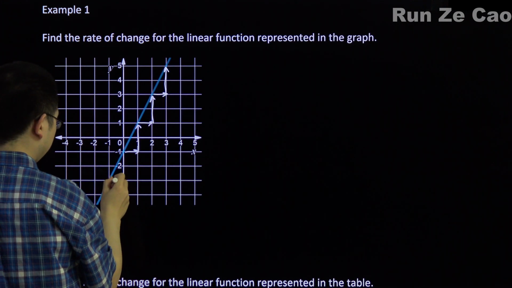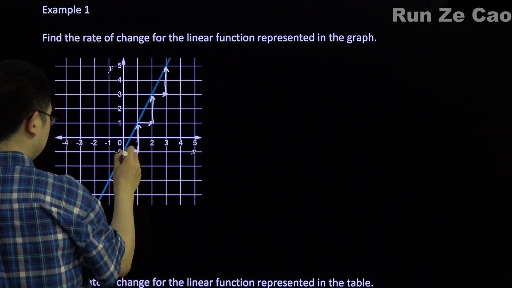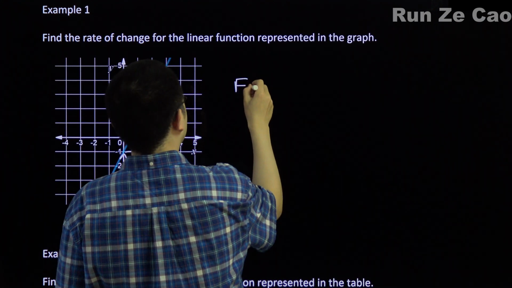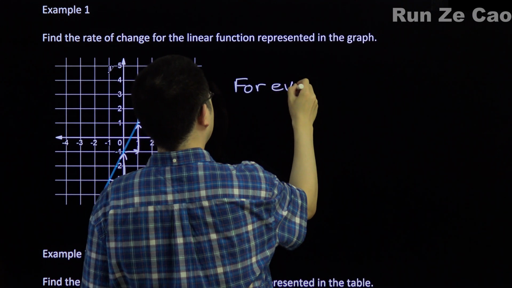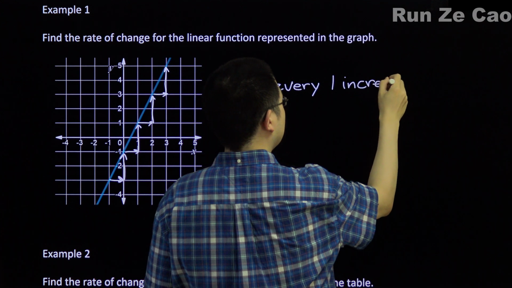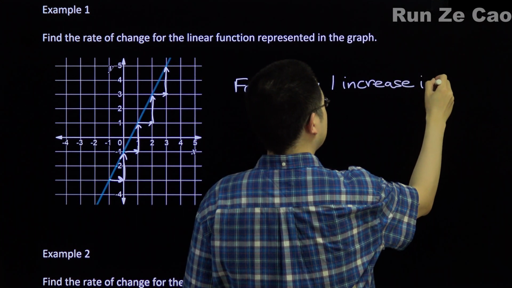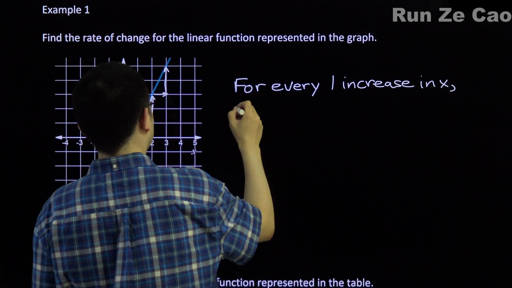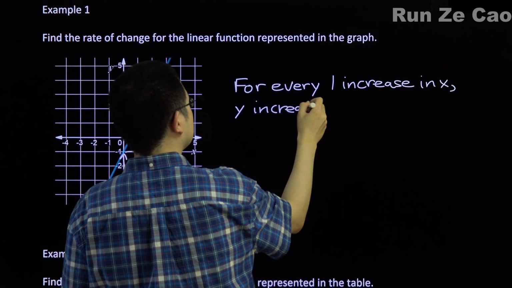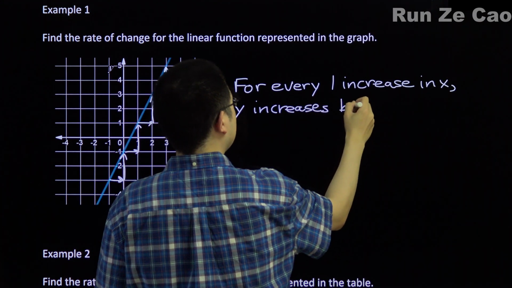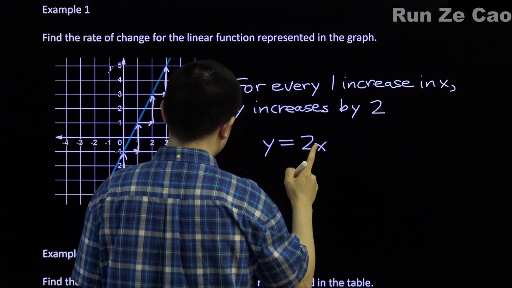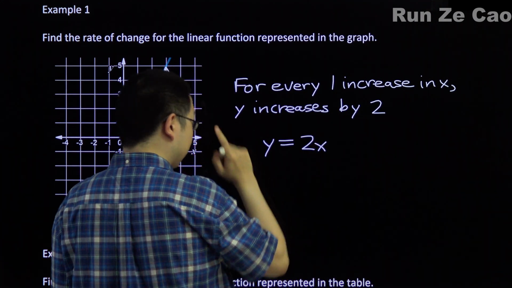And also here, for that matter. For every 1 increase in x, y increases by 2. So y is equal to 2x. So for every 1 x increases, y increases by 2.